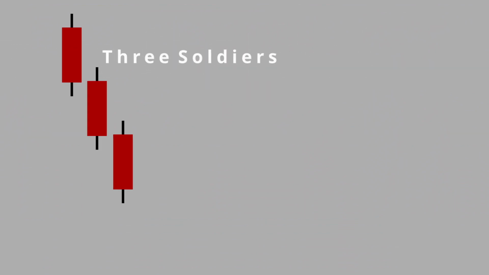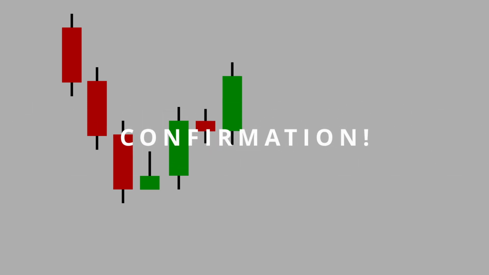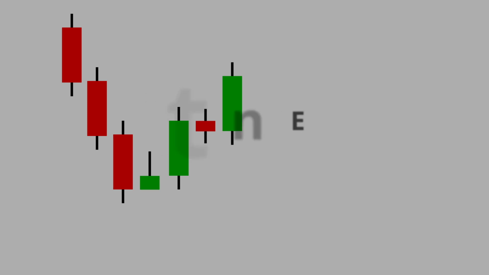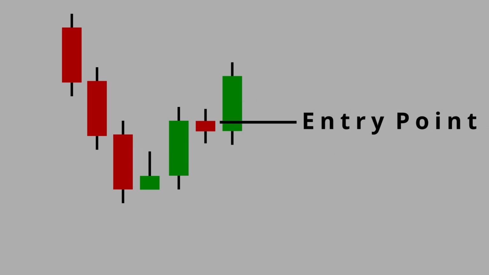So, for example, if you see the three red soldiers, and the next you see is an inverted hammer, you might think that it is turning around. But it could be a fake and it could go back down. And then you see a green bar, you're like, okay, followed by a small red bar, and then you see a large green bar, and you're like, oh, yep, this is it, that's the confirmation, let's hop in. So the entry point to this confirmation would be when that second green bar goes above the red bar.